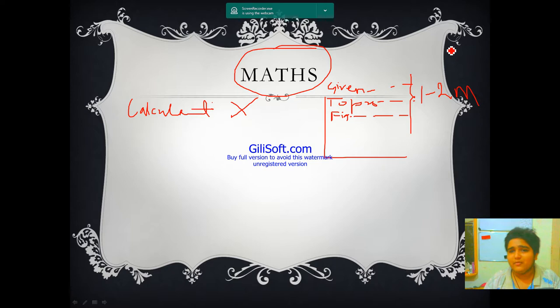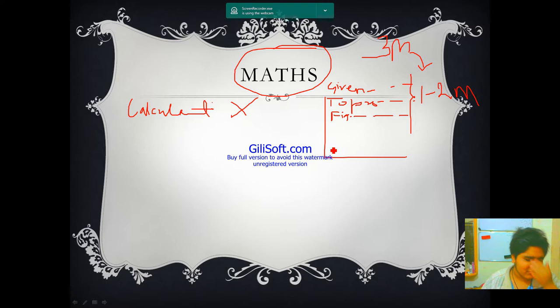Maybe for a 3-mark question, it will fetch you 1 mark. Okay. Next, you are applying the formula. So if you write the formula, only the formula, now try to understand this. You're writing only the formula, nothing else, no substitution, nothing.